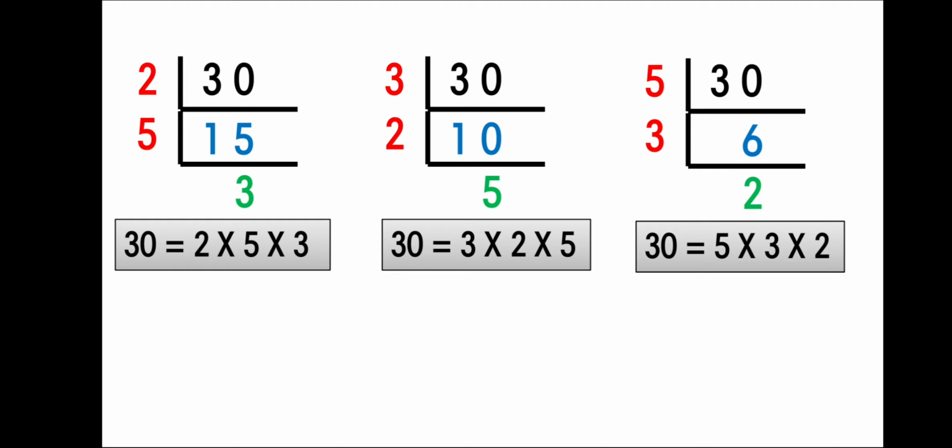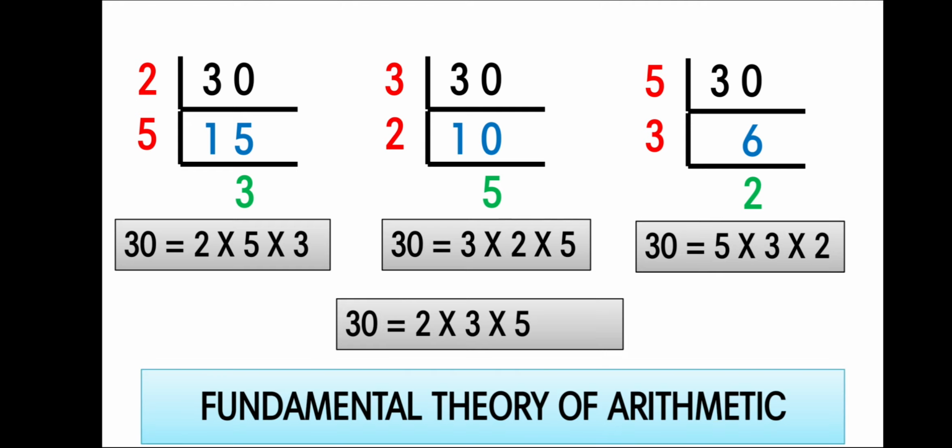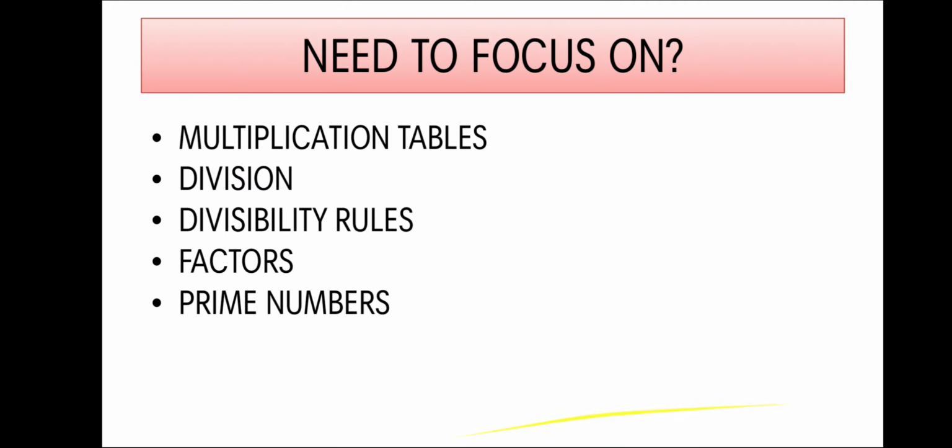But note that whenever you are factorizing 30, the factors you get every time are only 2, 3 and 5. They are just arranged in different ways, but the only factors we have are 2, 3 and 5. So it is a unique set. We will not get any set other than this one. Whenever you factor 30 in any way, we will always get 2, 3 and 5. So this is the fundamental theorem of arithmetic.